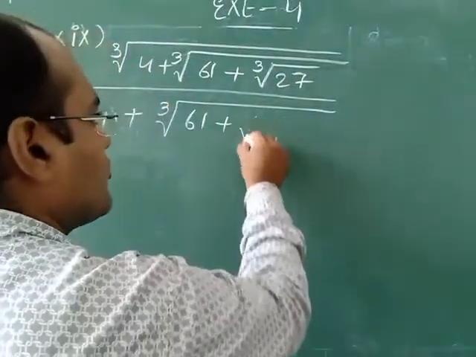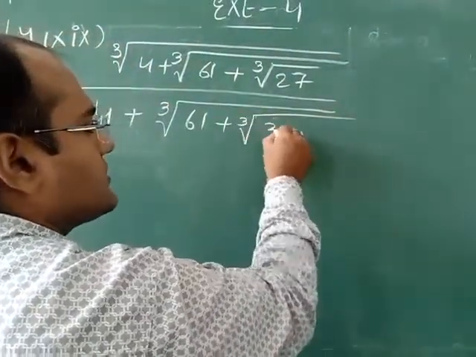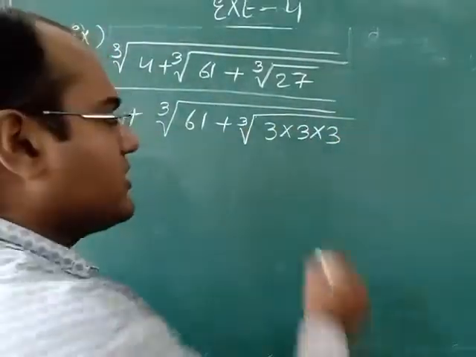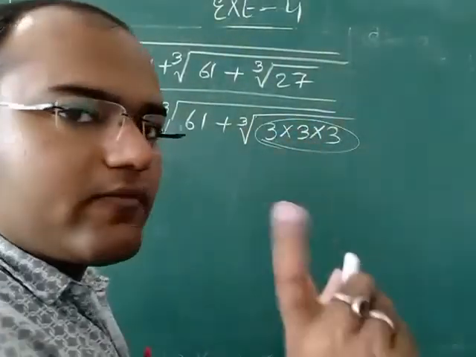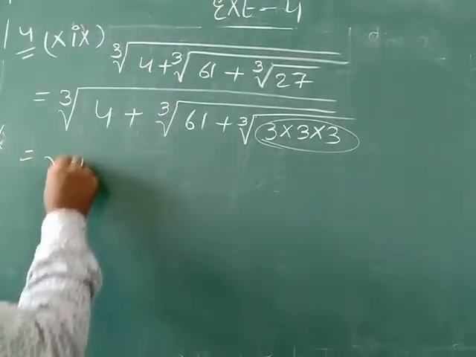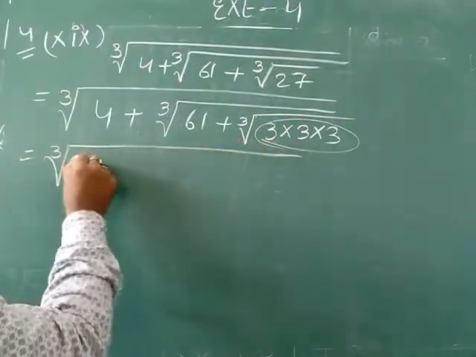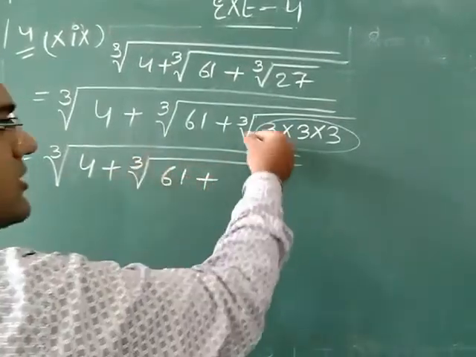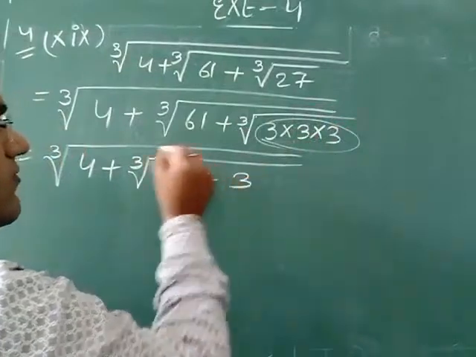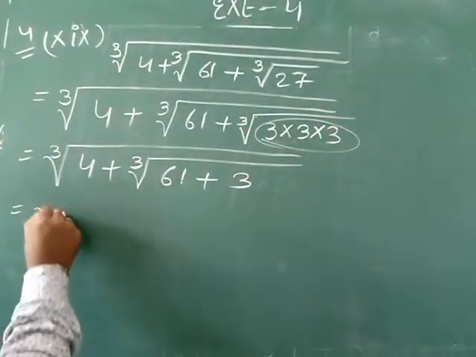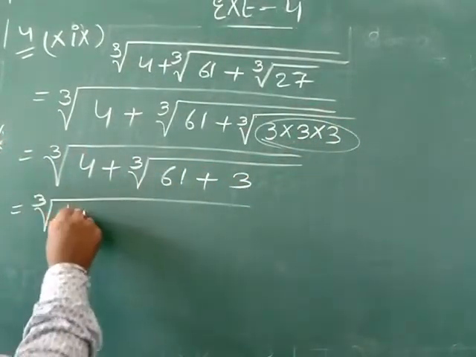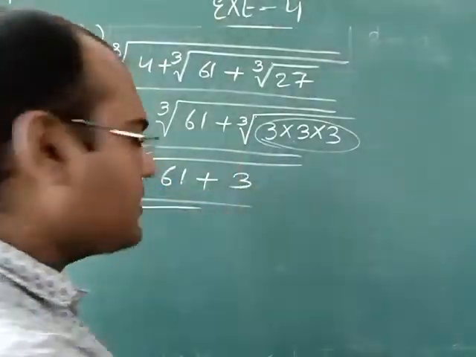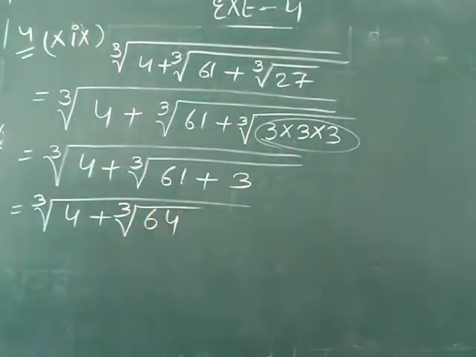So cube root of 27 means 3 into 3 into 3. Now when we remove this cube root, these 3 numbers we have to write only one time. So the answer will be cube root 4 plus cube root 61 plus, remove this cube root sign and write it one time. Now the answer will be cube root 4 plus cube root 61 plus 3, which will be 64.